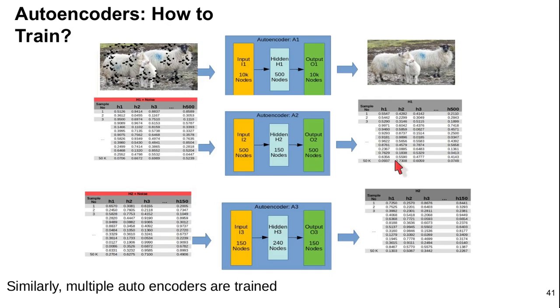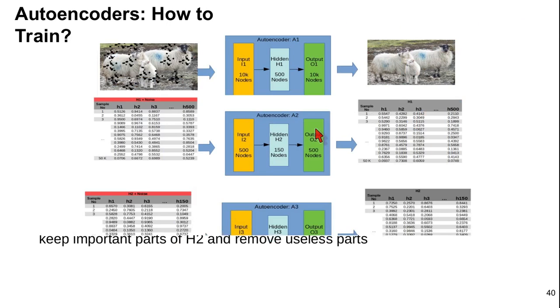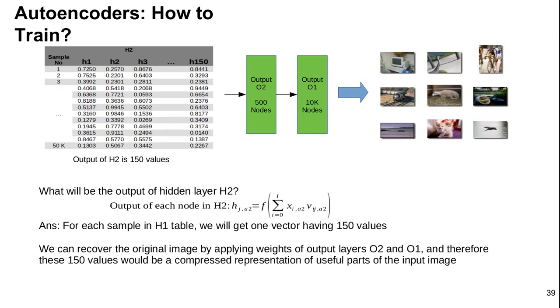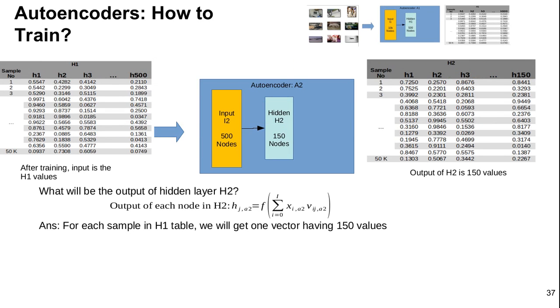So how do we train autoencoder A3? Autoencoder A3 is trained by taking the output from hidden layer H2 of autoencoder A2. We have seen in a previous slide that the output of hidden layer H2 of autoencoder A2 is obtained as a vector of 150 feature values. These 150 feature values represent compressed form of an input image. This table H2 is taken and noise is added to some of the columns.